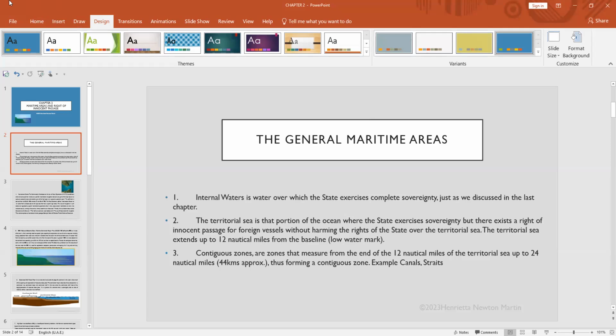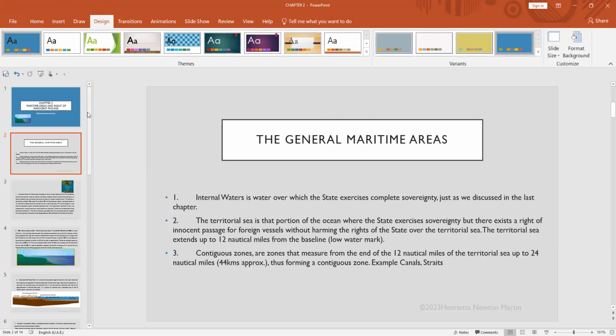Okay, so coming back to the definitions and the different demarcations we have with respect to maritime areas. One is internal waters, that is the waters within the state, nation or country, upon which that particular nation exercises complete sovereignty. Next is the territorial sea.